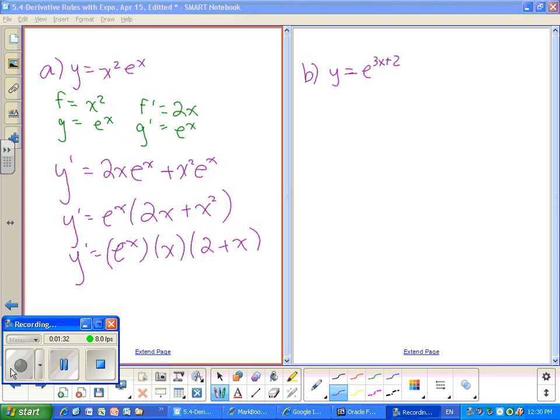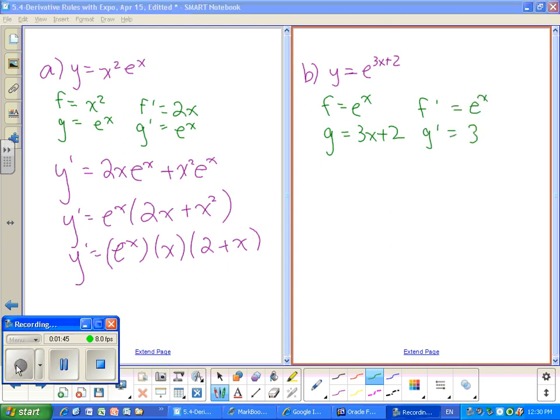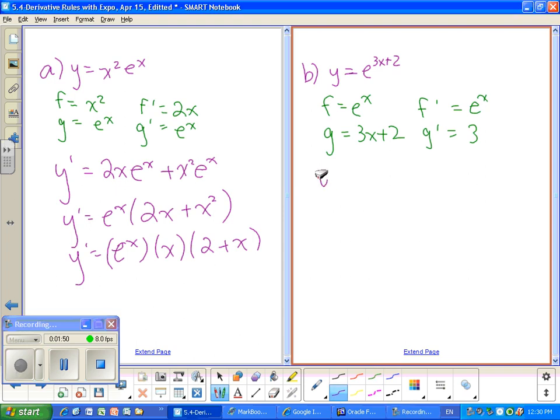So if we apply the chain rule, we have outside function e to the x, inside function 3x plus 2, and then find your derivatives. So with those derivatives, you follow your chain rule, which is y prime equals f prime e to the x, but you have to keep g inside, which is 3x plus 2. Then you have to multiply by g prime, which I'm just going to put in front, and that's your derivative.